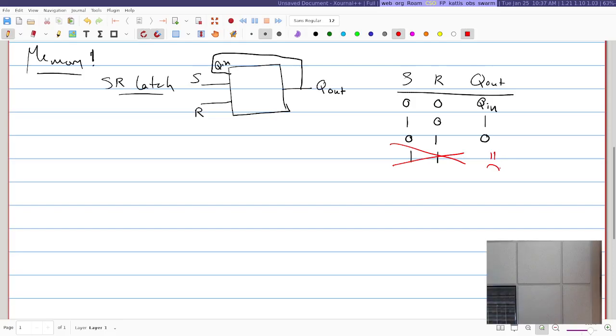But the point is, conceptually, this is not a thing that you're supposed to do. You can signal that you want to set it by putting S to high, or you can signal that you want to reset it by putting R, but you don't do both at once. That doesn't make sense.